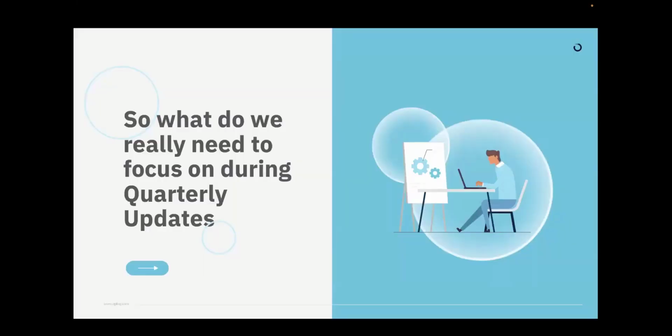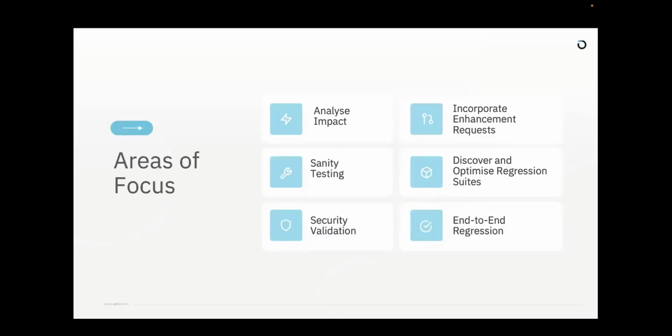So as I said, let's discuss the scope of regression testing in the quarterly updates. What do we really need to focus on during quarterly updates? Let's see it in a very practical approach. You've hit the update. First, we analyze the impact. You need to know, at that particular update, what has changed from the previous version? Where are we now? Then second, as part of quarterly updates, we need to know what enhancement requests we are adding to our original test bed that was coming from the previous version. We do a quick round of sanity testing.